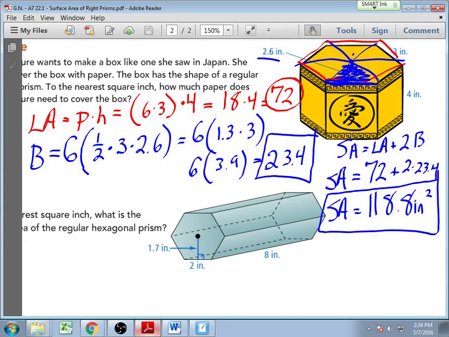Go ahead and pause the video to try the got it. I'm only going to give you the answer for the got it. I'm not going to show you the whole step-by-step process. So pause the video, get your answer for the got it, then come back.